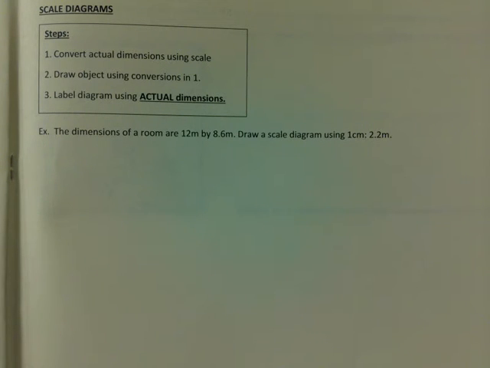So 3 steps, as easy as 1, 2, 3, right? Convert actual dimensions using the scale. Draw object using conversions in one. Label diagram using actual dimensions. Okay, that is important to remember.